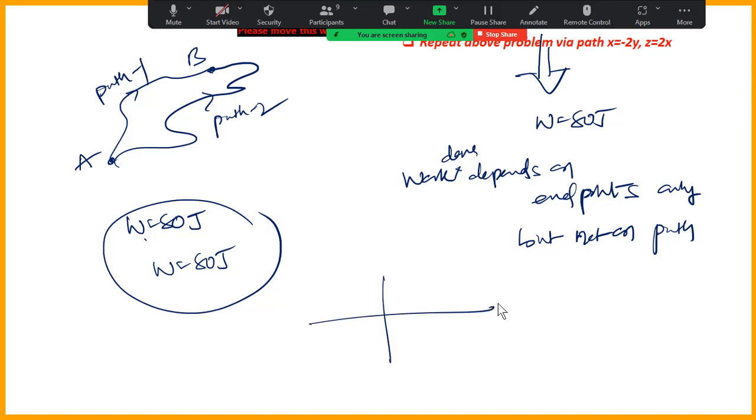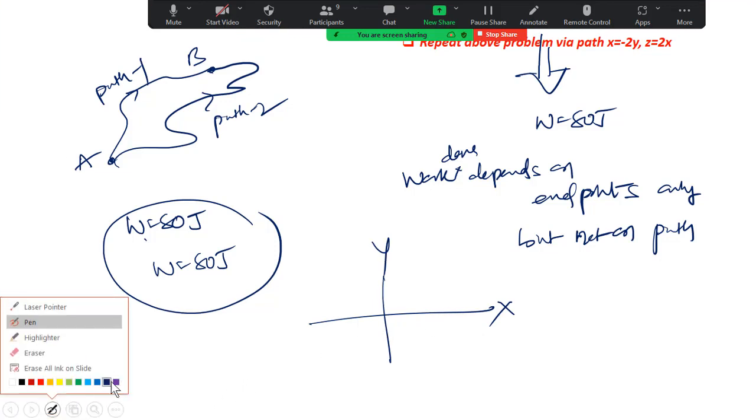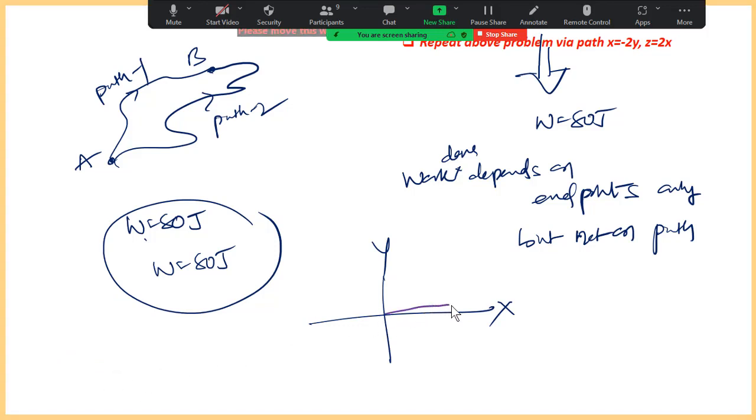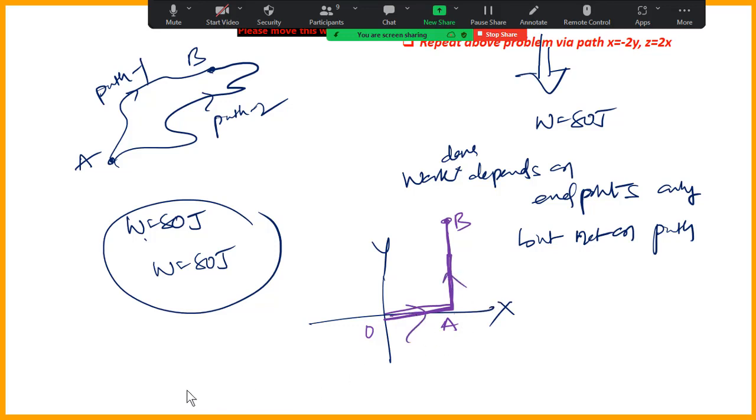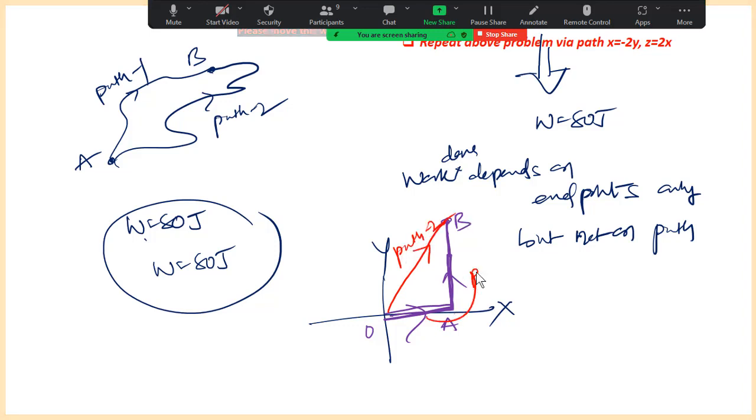For example, for your understanding, take x, y. Here two paths we are taking. This is O A B. From O to A first you will move the charge, and from A to B next. This is the second path. Otherwise, if you move directly like this, O B, this is path 2 and this is path 1.